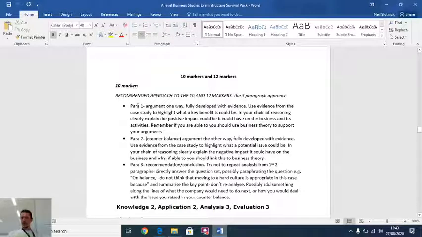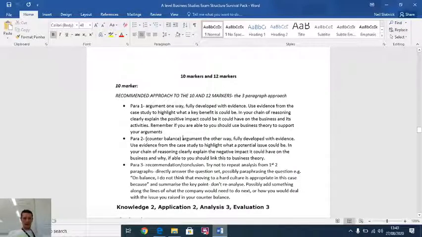So, paragraph 1, fully developed with evidence. Use evidence from the case study to highlight what a key benefit could be or a key explanation could be. Think about maybe linked theory as well. In your chains of reasoning, explain the positive impacts it could have on the business and its activities. Remember, you should use business theory, okay? So I've just repeated myself.